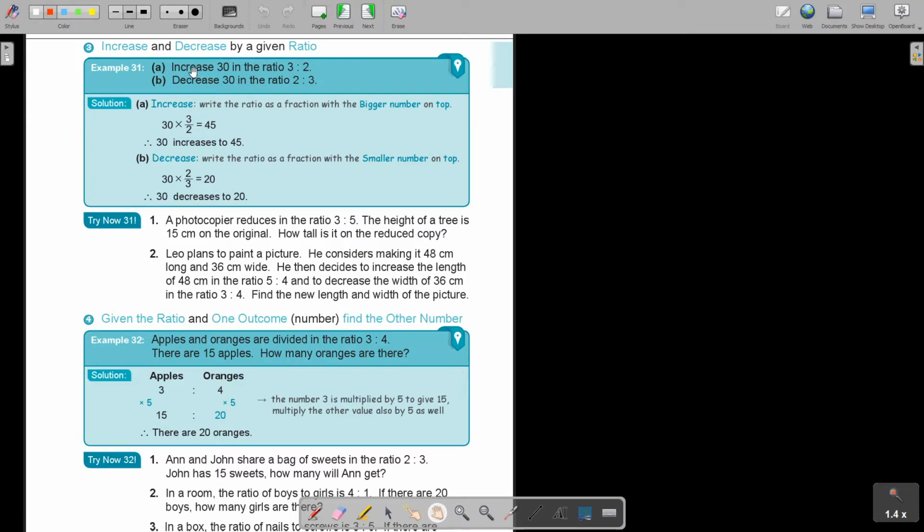Okay, but this is increase 30 in the ratio 3:2. Now, if they say increase, there's the word. Then I take the big one and I put it over on top and the small one underneath, and I just multiply it with the 30. If they say decrease, I'm looking for the small one, put the smaller one on top and the big one underneath. So it's not the first one. It depends. You look at the ratio. If it's increase, you put the big one over the small one, and if it's decrease, you put the small one over the big one. Easy.